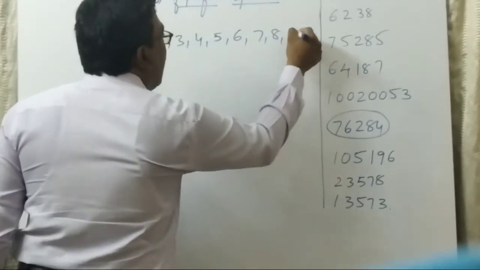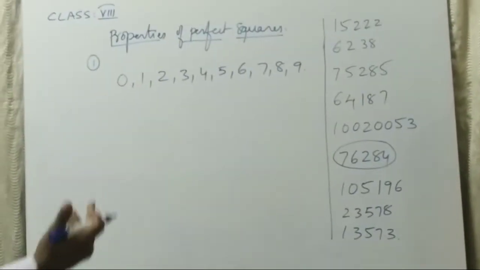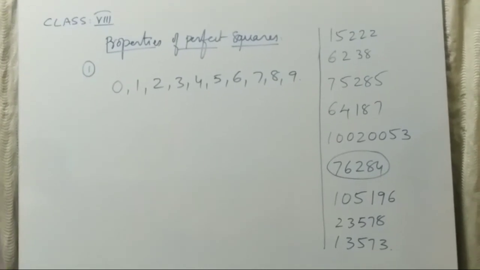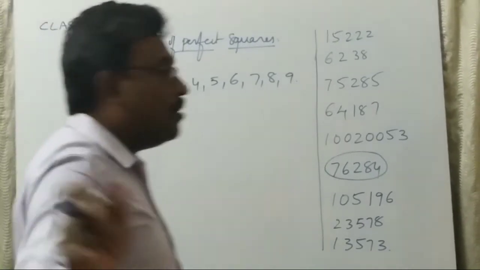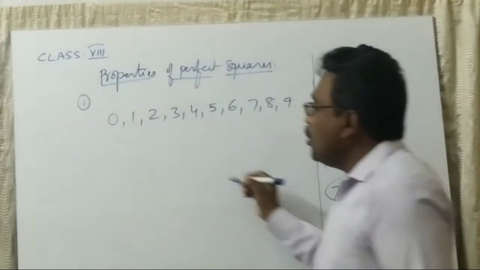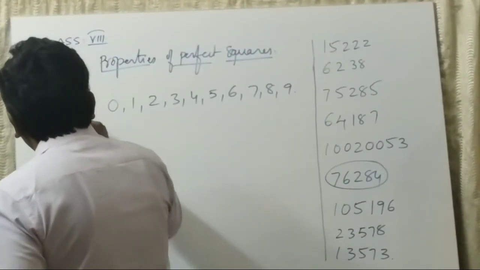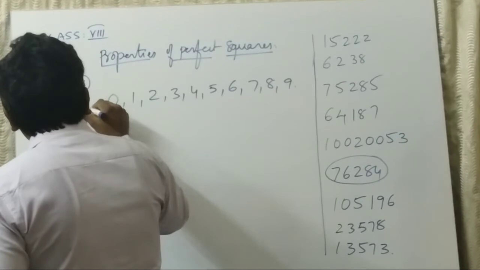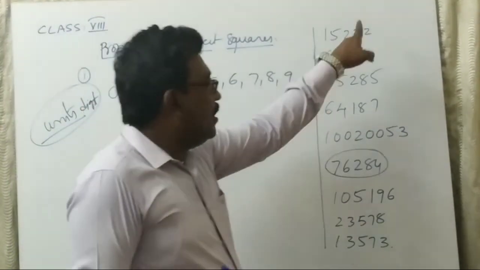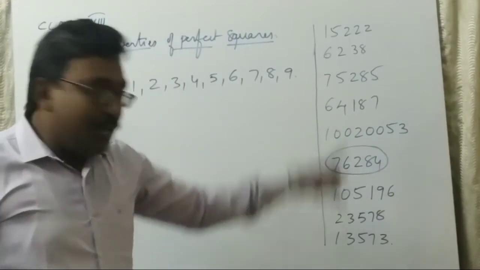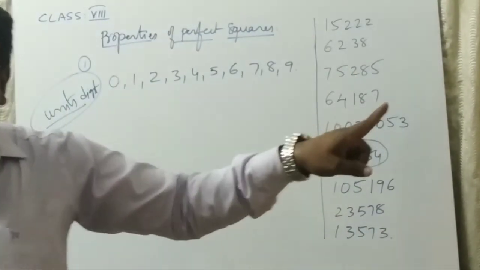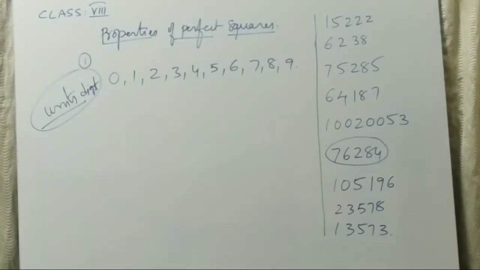6, 7, 8, 9. By using these 10 magic digits only we can form, or you can write, any number. Suppose I am talking about the units digit. What is that? Units digit. Whatever number you write, the units digit will be like this only.